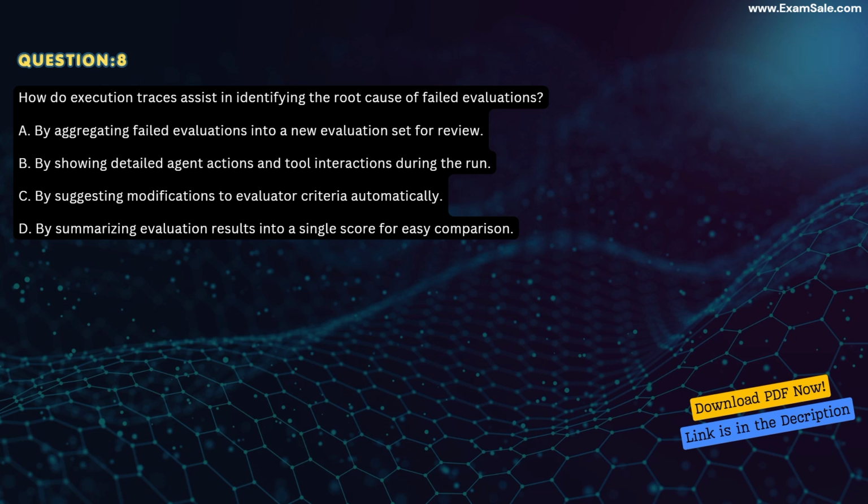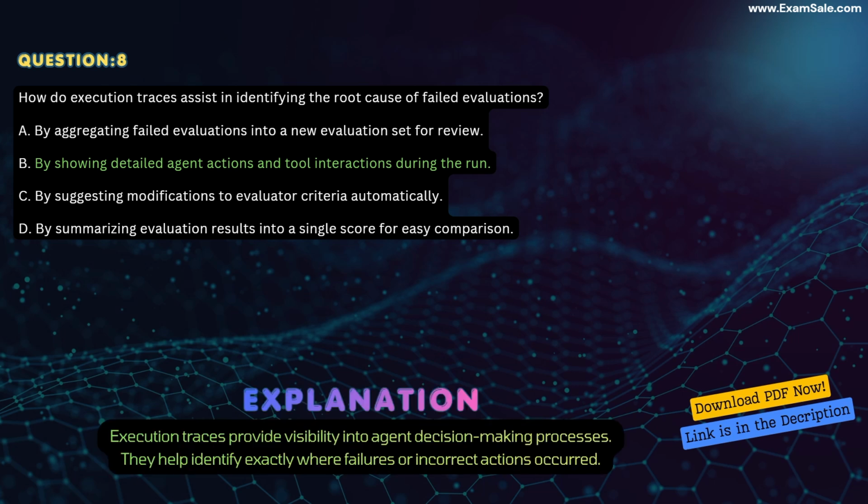Correct answer, B. By showing detailed agent actions and tool interactions during the run. Explanation: execution traces provide visibility into agent decision-making processes. They help identify exactly where failures or incorrect actions occurred.